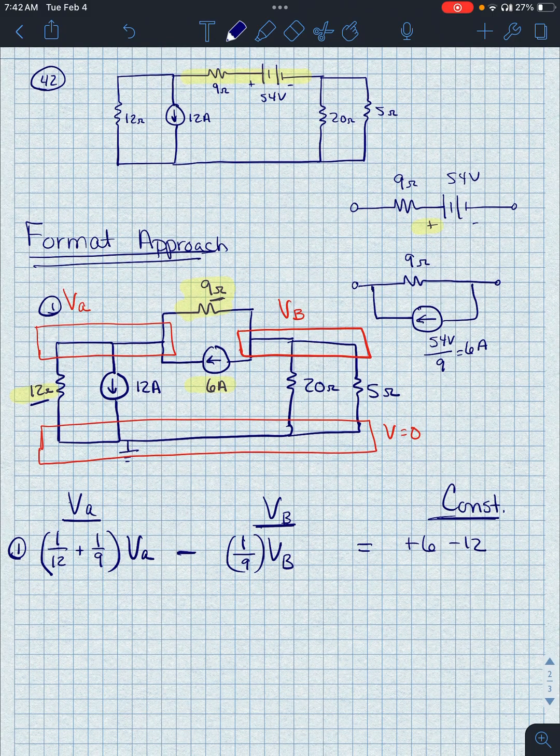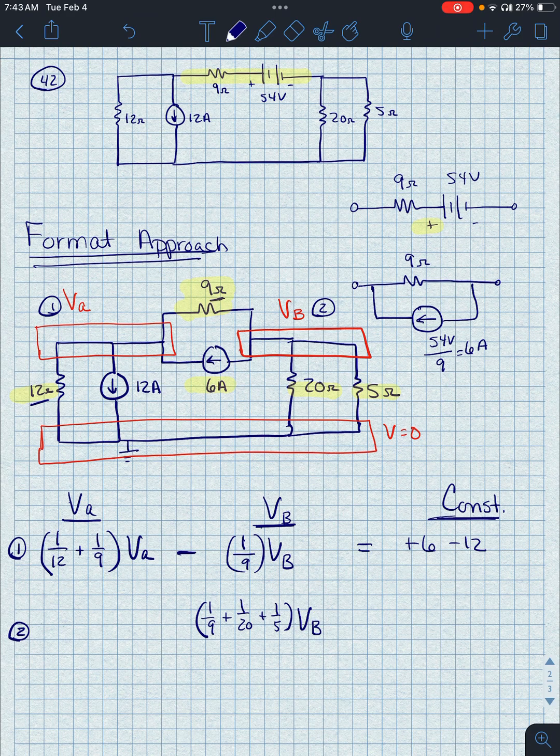Now let's look at VB. So my second equation is going to be looking at those branches from the VB perspective. So I'm going to start with my VB term because that's the node that I'm looking at right now. I'm going to sum all the conductances connected to that node. So there I've got the 9 ohm resistor again, and the 20 and the 5. So that's going to be 1 over 9 plus 1 over 20 plus 1 over 5.